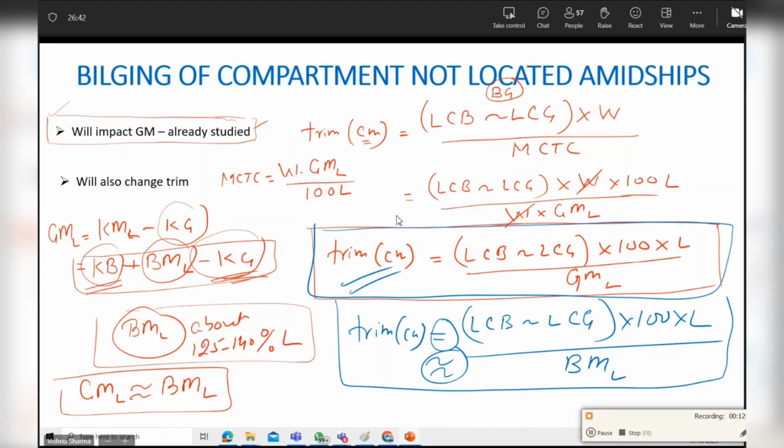Guys, any questions on what I have said here? Any questions on what I've said, guys? Tell me, please. Is this formula, the simplified formula of trim, understood? Or any doubts? Class, can you please confirm? Yes, sir. Okay, it's okay? Okay, very good. So now we go to the questions then.